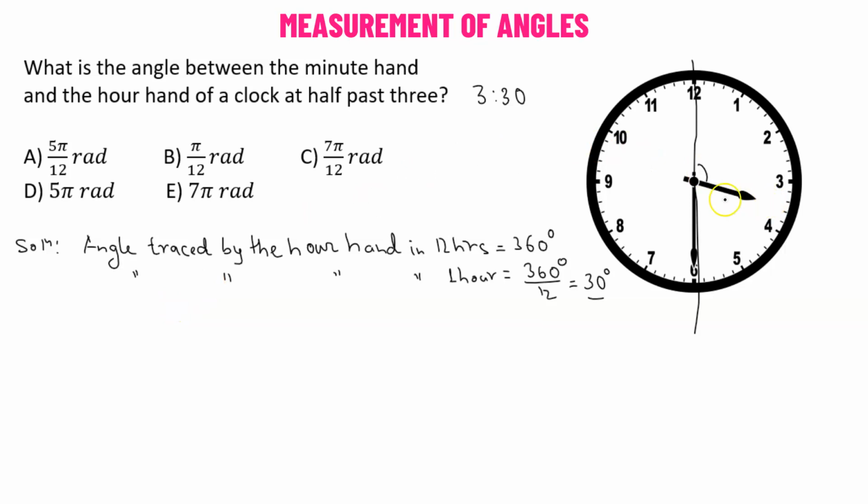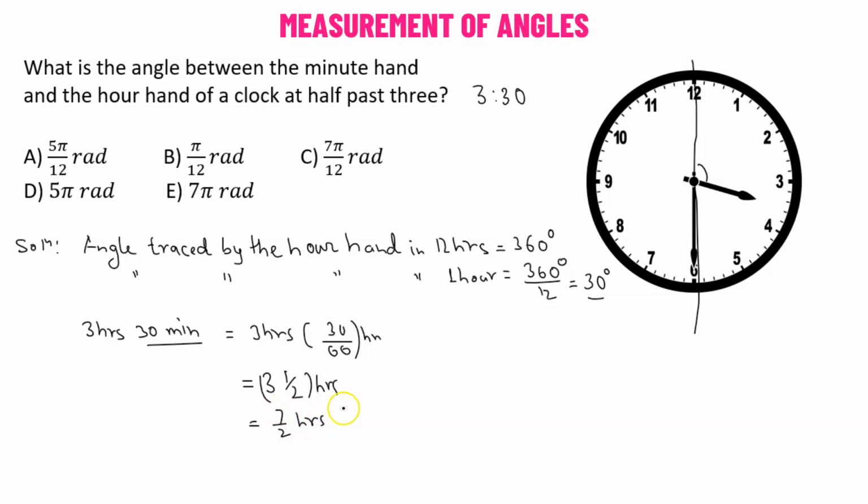Now our goal is to first find out how much angle it traces in 3 hours 30 minutes. So we'll have to convert 30 minutes to hours. So this is simply equivalent to 3 hours. Now we know that minutes converted to hours is simply 30 over 60. So we have 3.5 hours, which is simply 7 over 2 hours. So here we're stating that 3 hours 30 minutes correspond to 7 over 2 hours.